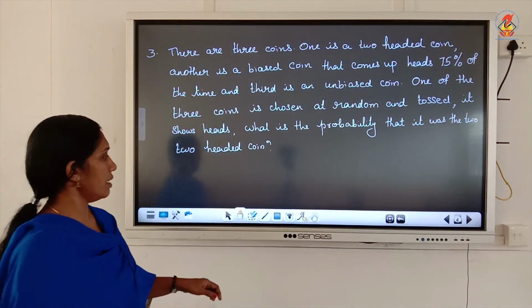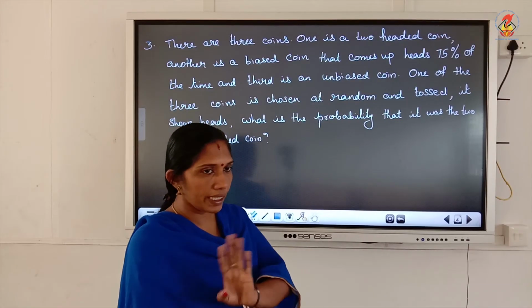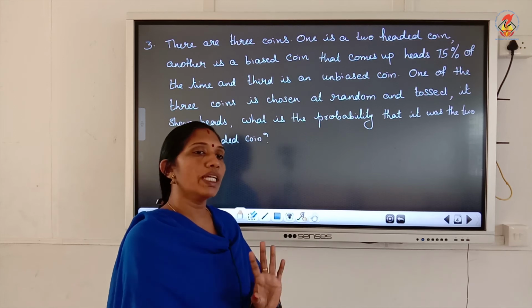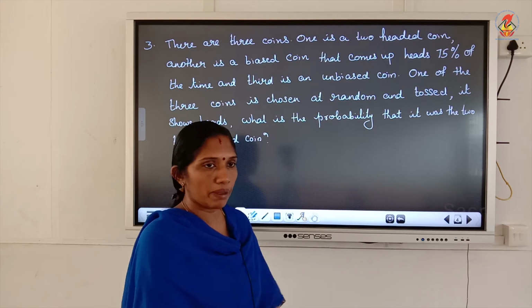Now the third question. There are 3 coins. One is a two-headed coin. Two-headed coin means both sides head, no tail, both sides head. Another is an unbiased coin. Unbiased means equal chances for getting head and tail. That is 1 by 2, 1 by 2. One side is head, one side is tail. So equal chances for occurring head and tail. So the probability of each is 1 by 2.